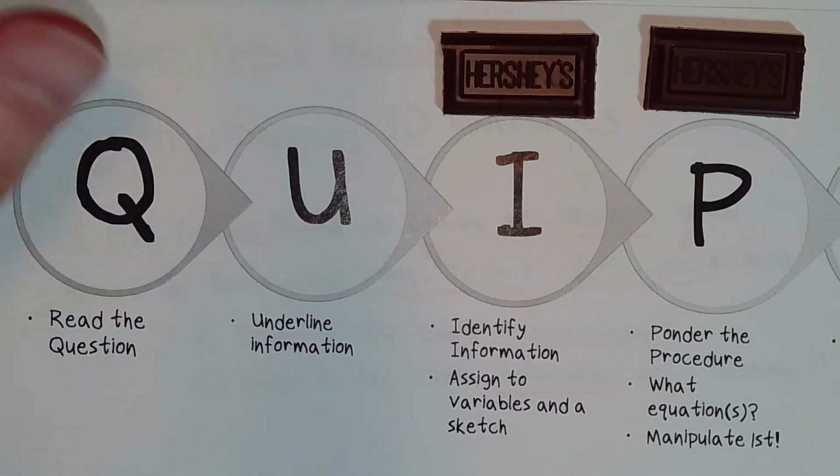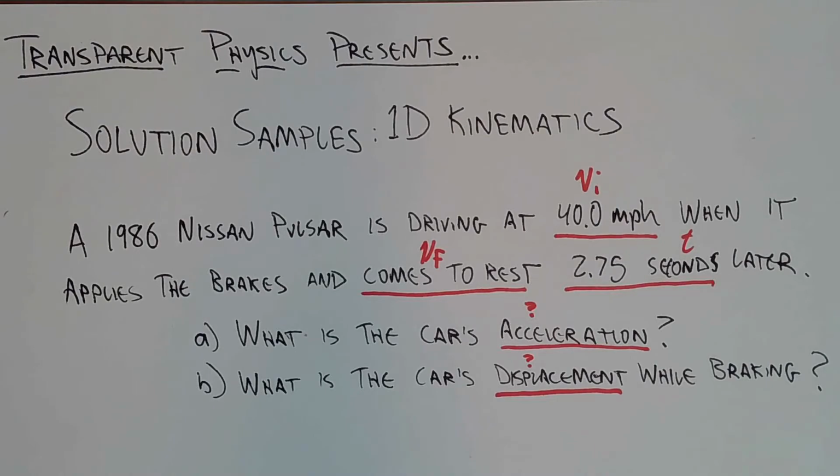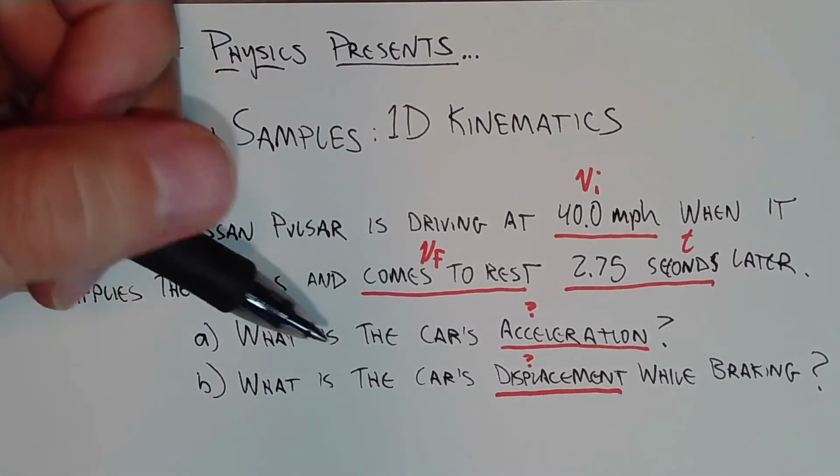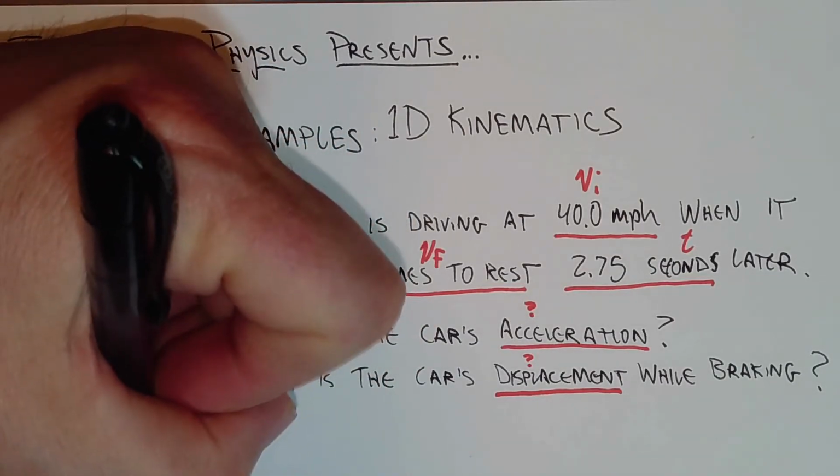Now, identifying the information isn't just pointing at it and saying, look, there's information. Identifying information is making sure you know what variable it goes with. So, if we draw a sketch, doesn't have to be fancy.